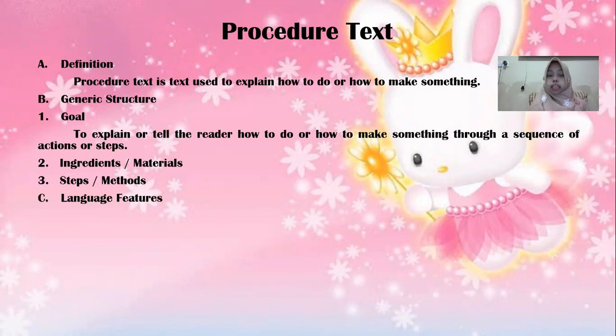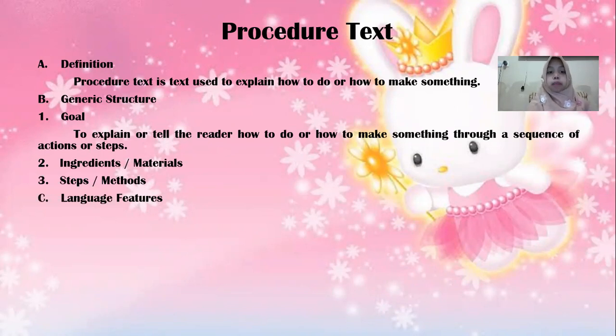The second generic structure is ingredients or materials. Yes, of course, in procedure text there must also be ingredients or materials, because it explains how to make something. So the ingredients or materials aspect should be there.